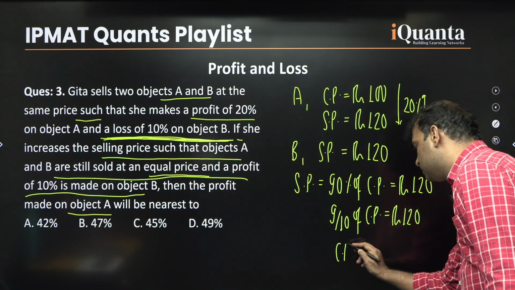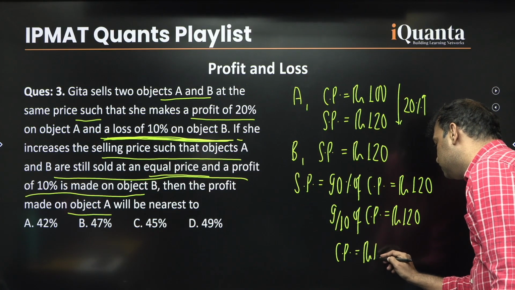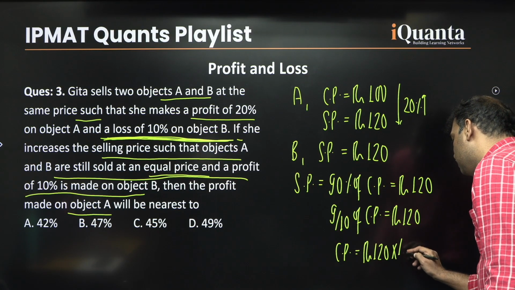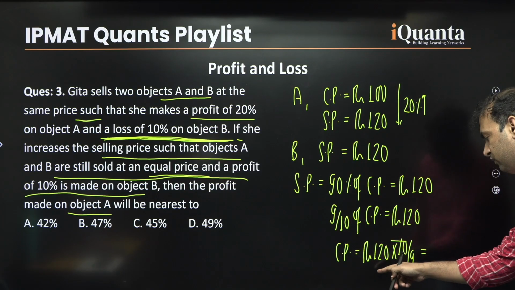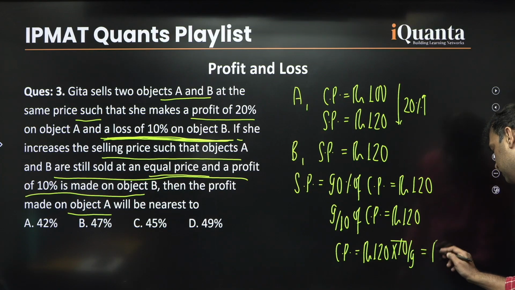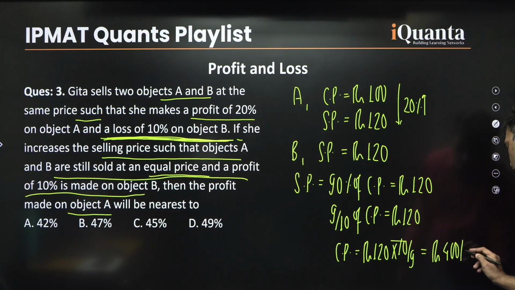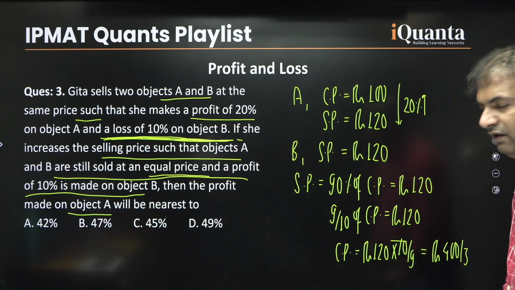Okay, so cost price should be what? We'll say 120 into 10 by 9. All right, now 120 and 9, they both are the multiples of 3. So we can say it's 40 into 10 is 400 upon 3, right? We can say the cost price of the object B should be 400 by 3 rupees.